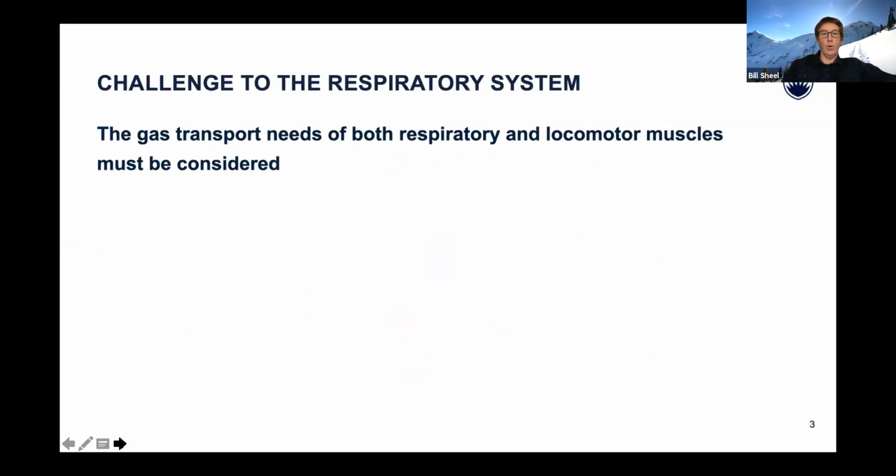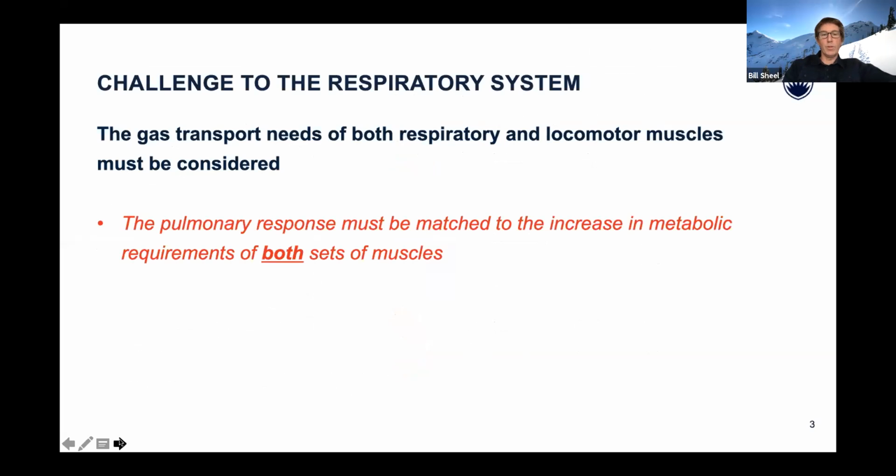So the respiratory system faces a number of challenges. I won't go through all of them, but one is that the gas transport needs of both respiratory and locomotor muscles must be considered. So we need to think of that in terms of both sets of muscles. If you think of exercise being performed maximally, there's a finite amount of cardiac output for distribution. How do we prioritize where that blood should go, and does that have any implications?